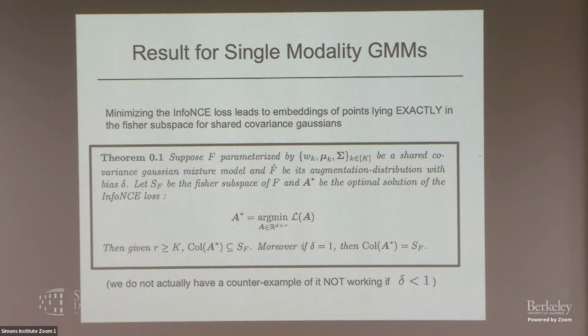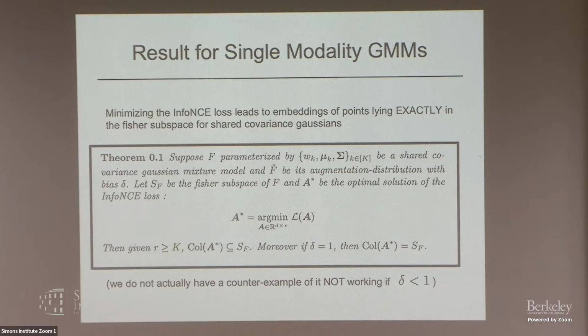Yeah. So this is the result we have so far. We don't actually have a counterexample. I personally think that this should remain true, even if delta is less than 1, but we don't know. Yes. No dependence on sigma. This is all population, so there is no dependence on sigma now. There is shared covariance. Everybody has sigma, right?